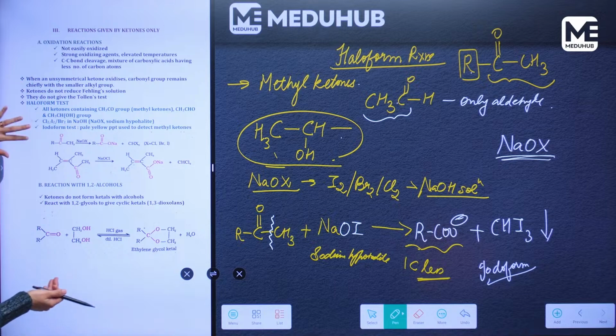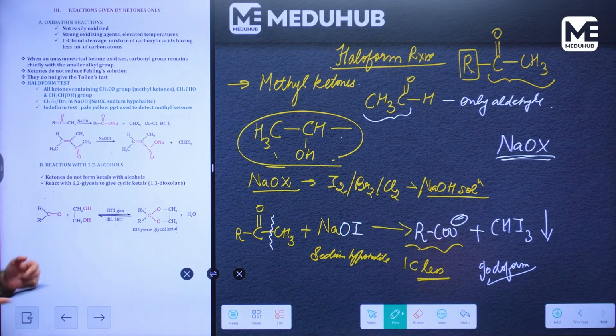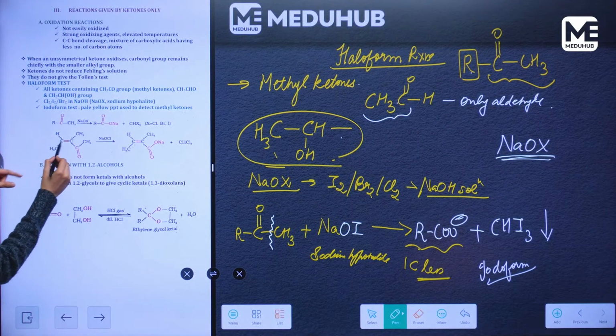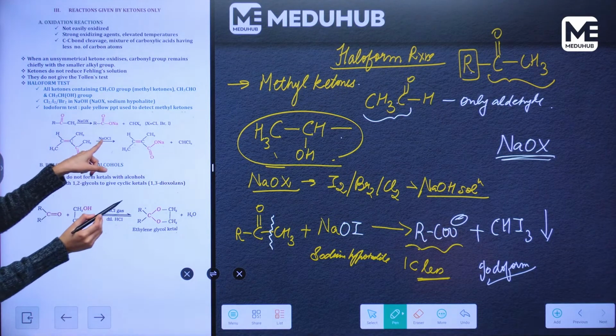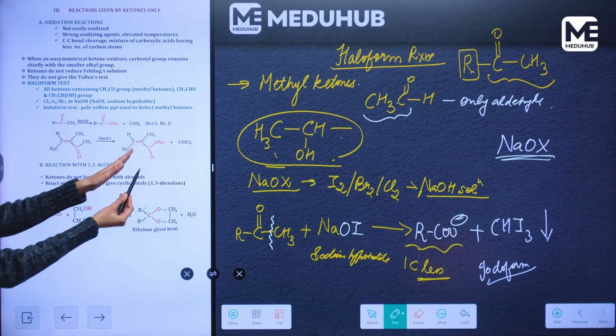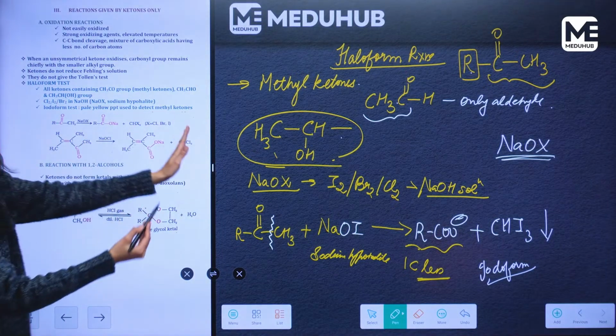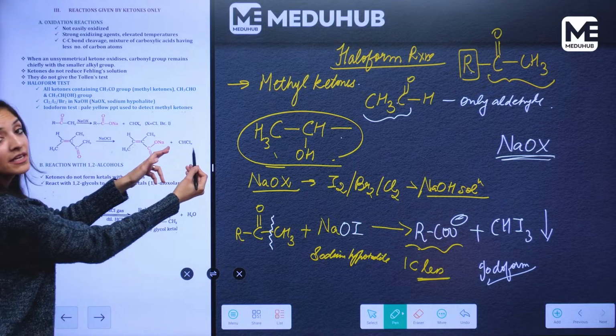Alright. Now if you have a ketone which has a double bond present in it, like this one here, so this double bond is not affected by any NaOX. So when this forms a carboxylate ion here, this double bond remains as it is and we still get iodoform, or in this case chloroform.